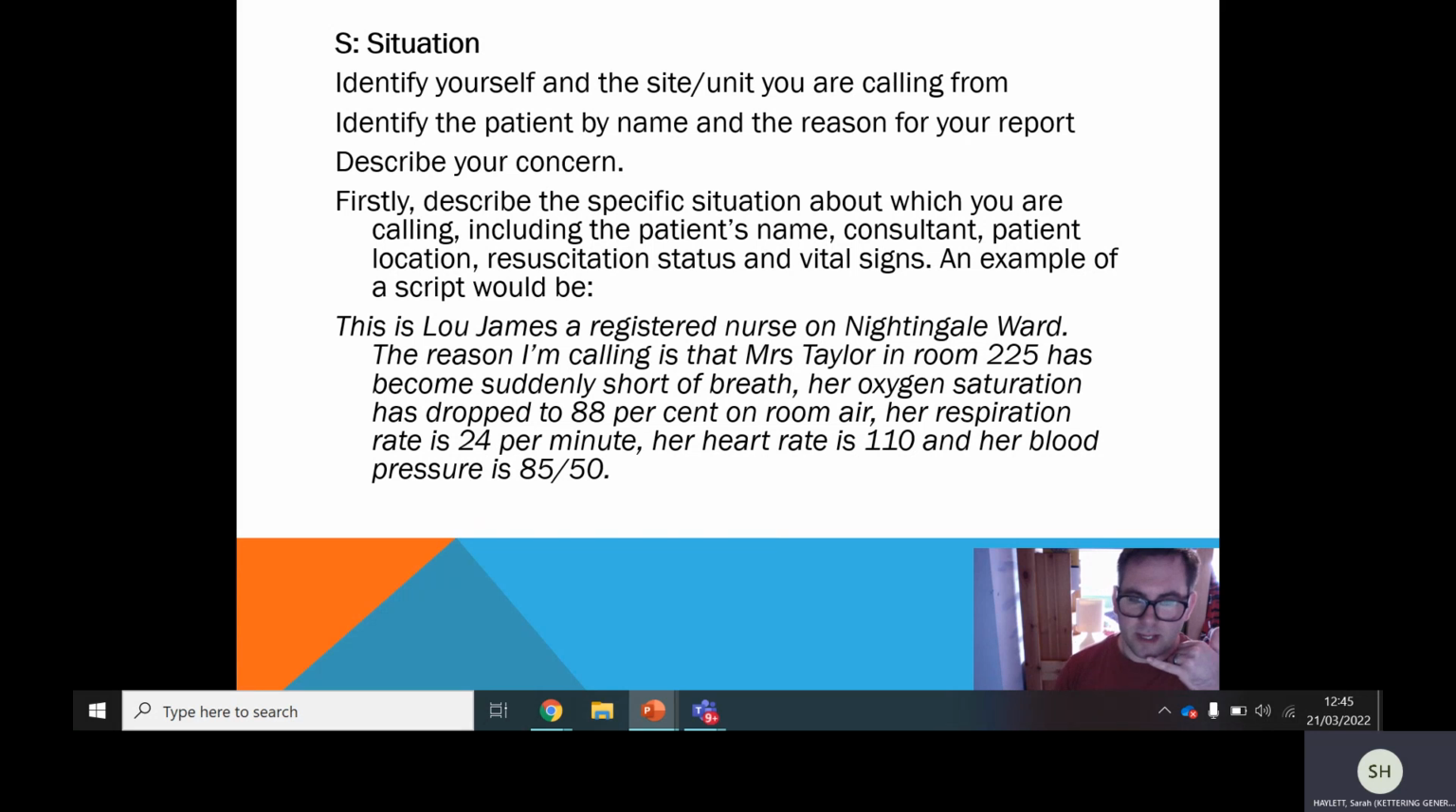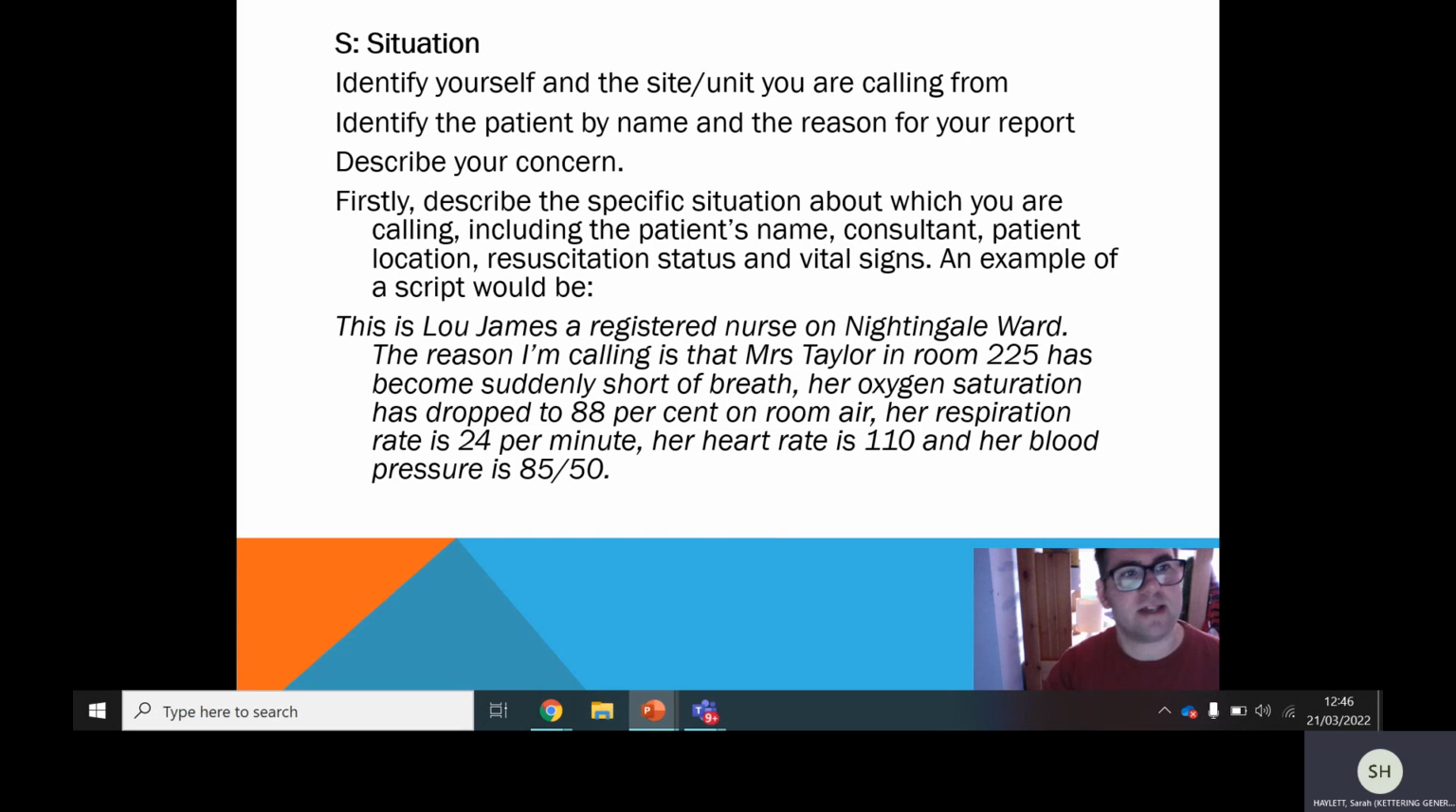Not just, I'm really worried about this patient, please come and see them as soon as you can, because it doesn't tell the doctor anything or the clinician anything. So this is why SBAR is a really good form of communication, making sure your action plan is followed. Okay, so I've done a little example here.